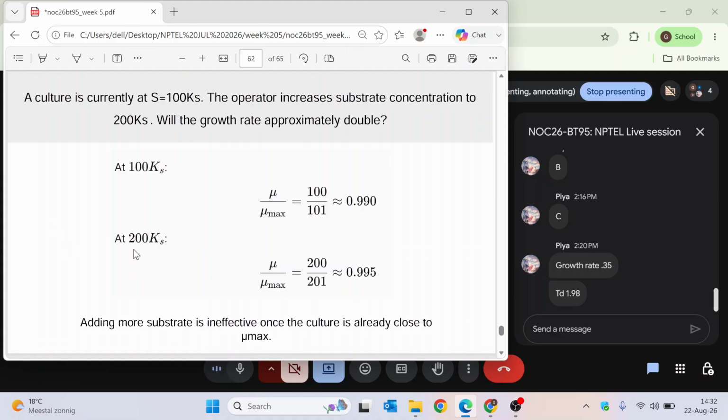When you talk about 200 Ks, it is S by S plus Ks: 200 by Ks plus 200 Ks, which is 201. And this is approximately 0.995. Adding more substrate is ineffective once the culture is already close to its mu max value. It will not double the growth rate. That is what I'm trying to tell here.